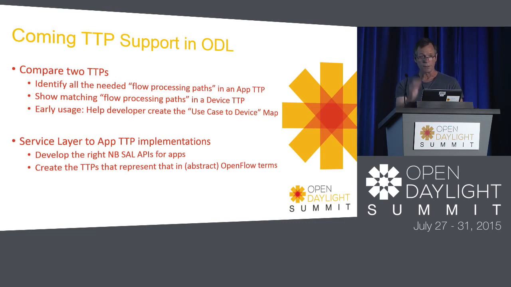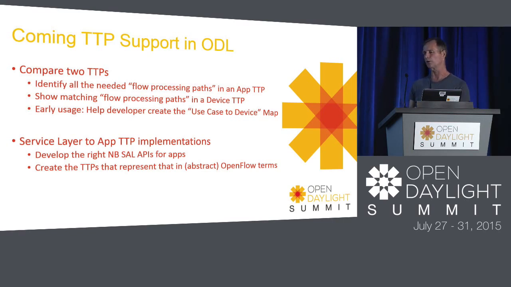Okay, so support that's coming soon into Open Daylight, as Colin mentioned, or Colin's video mentioned, or both, is that we want to be able to compare two TTPs. So I mentioned the application level and the device level TTPs. We need to be able to compare them and find out which functions in the use case are implemented by what tables in the device. And in some cases, something that's one table in the use case may be done in two tables in the device. But our comparison function should be able to match that in any case.